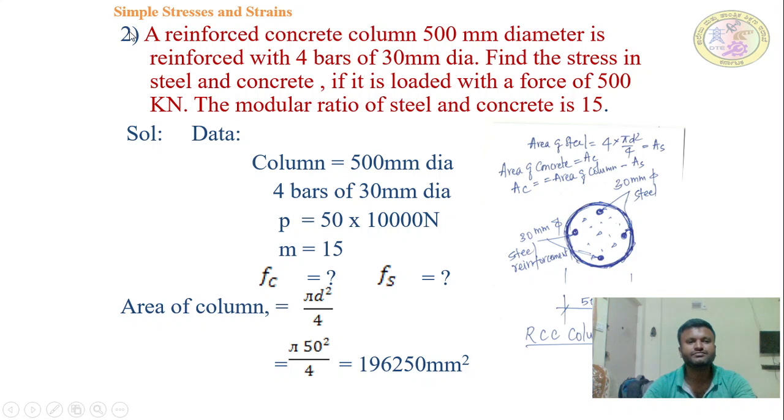Second problem. I'll read the question here. A reinforced concrete column 500 mm diameter is reinforced with 4 bars of 30 mm dia. Find the stress in steel and concrete if it is loaded with a force of 500 kN, the modulus ratio of steel and concrete is 15.